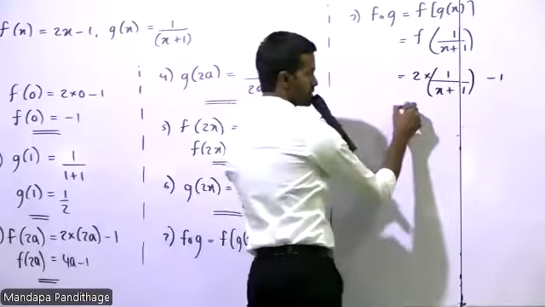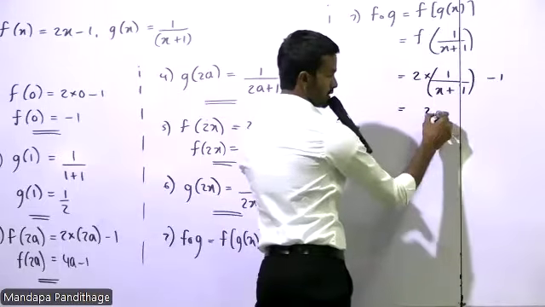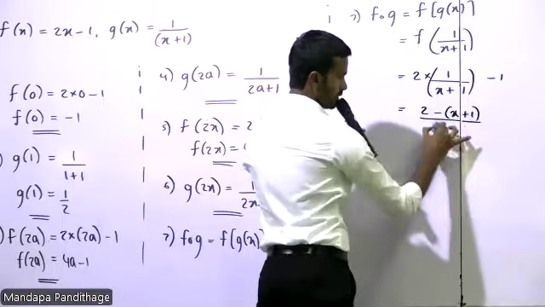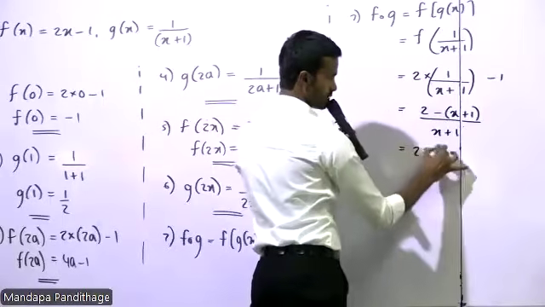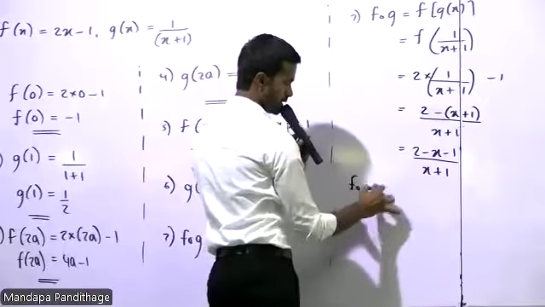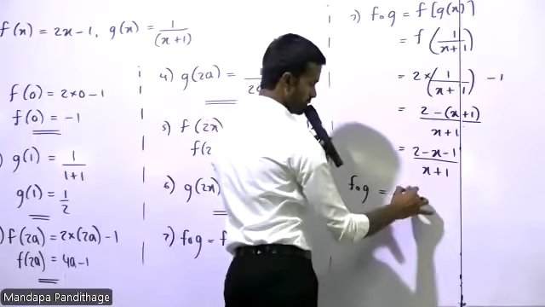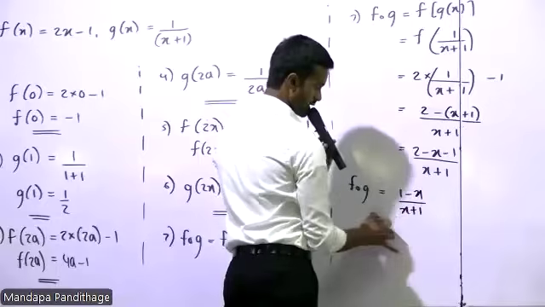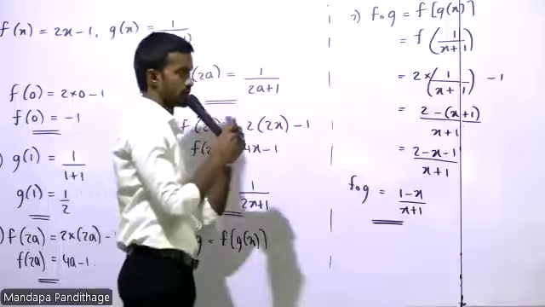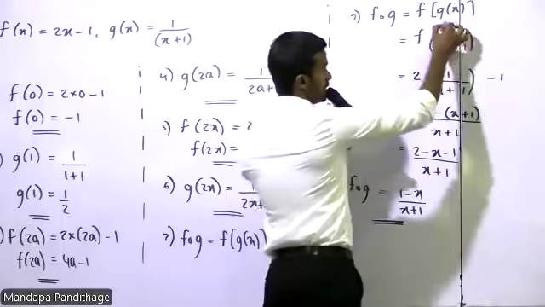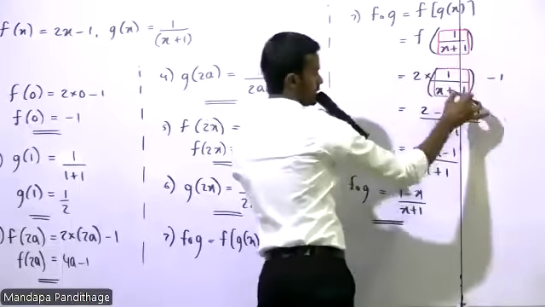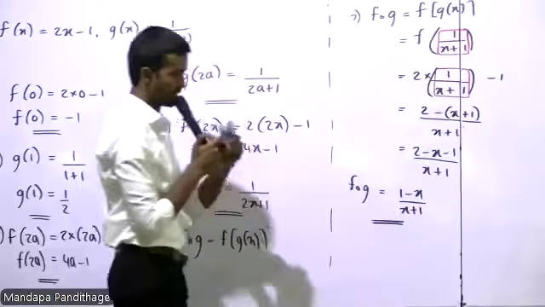So we can simplify. When you simplify, take x plus 1 as the common denominator. So it's minus x plus 1 over x plus 1. So I get the answer 2 minus x minus 1. So what is my answer? f naught g is equal to 1 minus x over x plus 1. So here it's clear, whatever we got here should be replaced, 2 into that. Whatever we have should be replacing this.